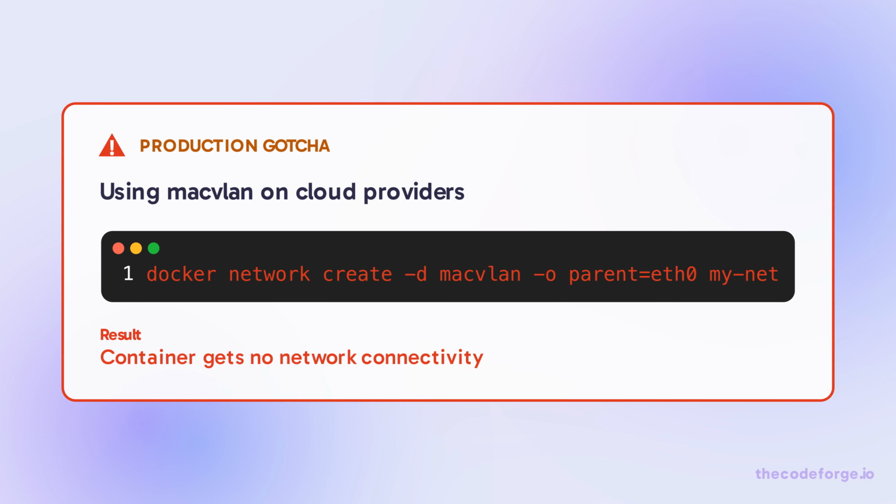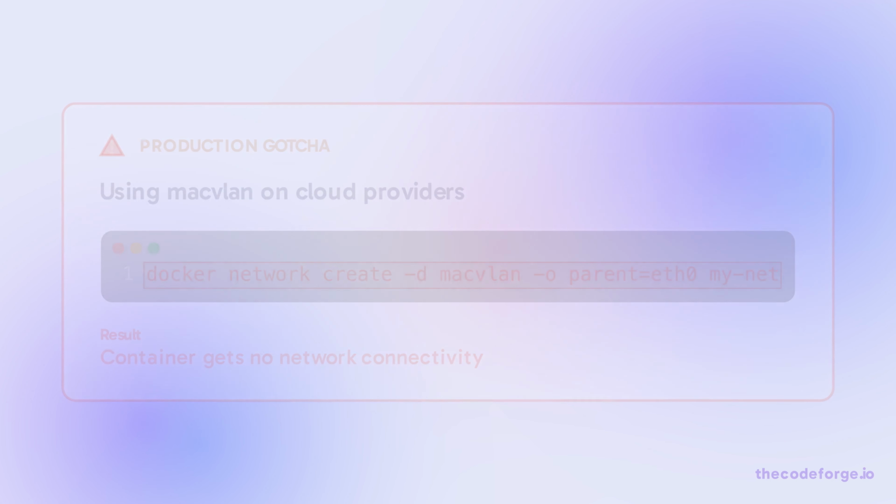macvlan requires promiscuous mode on the host NIC, which most cloud providers do not support. If you need containers on the physical network in the cloud, use a CNI plugin like Calico or Cilium instead.